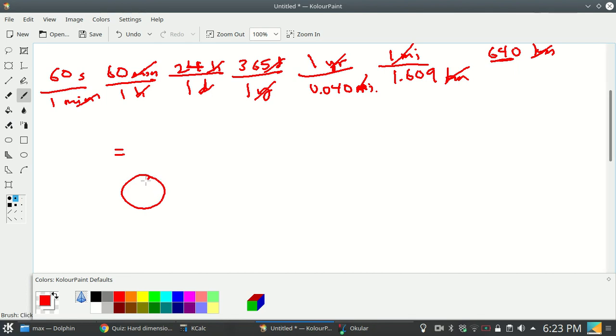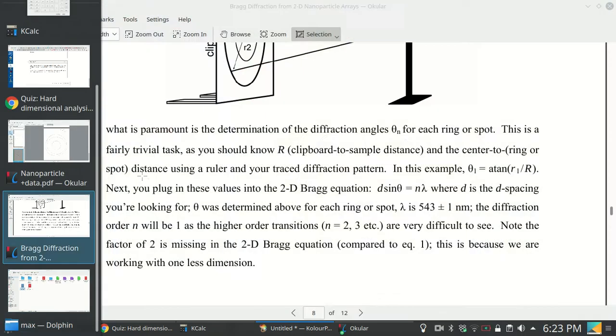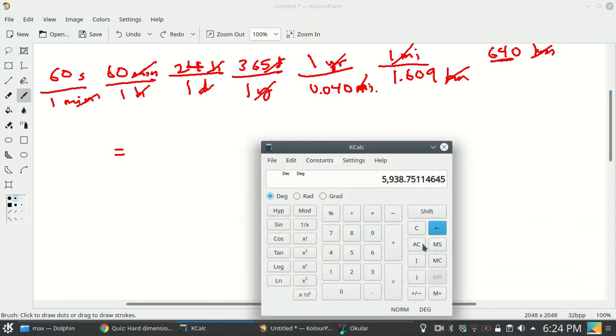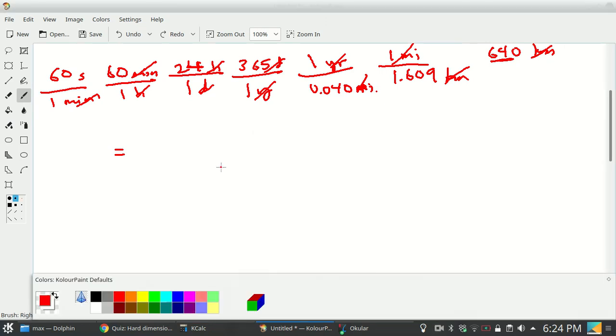Oh, she couldn't do it. She choked. Okay. All right, I'll do it myself. Okay. 60 times 24 times 365 times 640 divide 0.04 divide 1.609. Okay, so I got 314. Well, I'm going to do 2 sig figs here. So 310 million years.